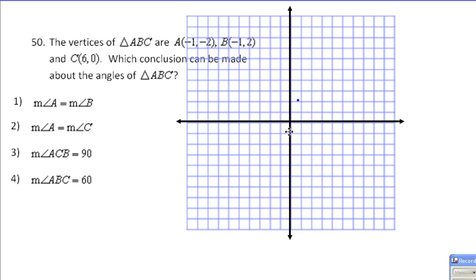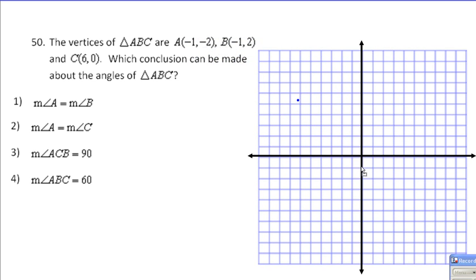So, here we have -1 comma -2. That seems to be the A. And then B is -1 comma 2. That seems to be B. And then C is 6.